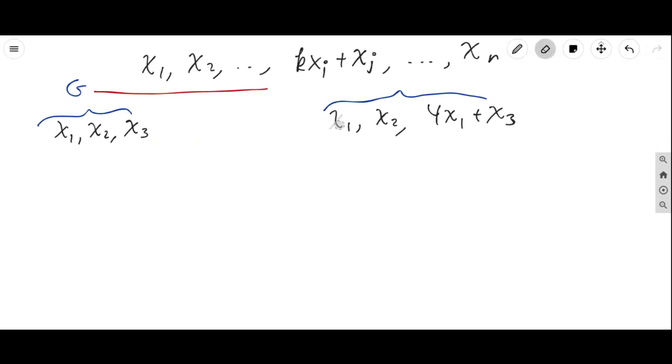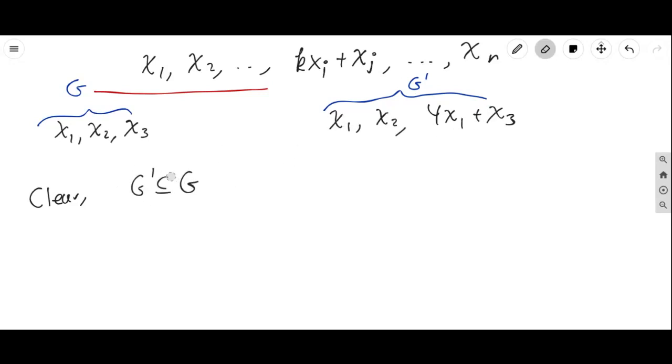So the way you do it is you say, let's suppose these generate something, call it G prime, and you're going to show that G and G prime are equal to each other. Well, it's clear that G prime is contained in G because you can see x1 is already in here, x2 is already in here, and this element is a combination of these three. So this element over here can be generated using x1 and x3. So that would mean that whatever elements you generate using these three is contained in G.